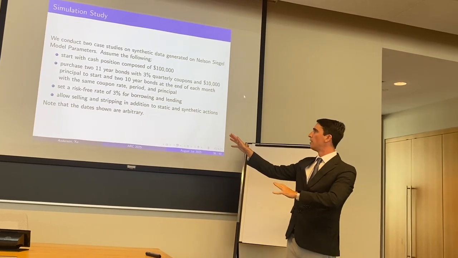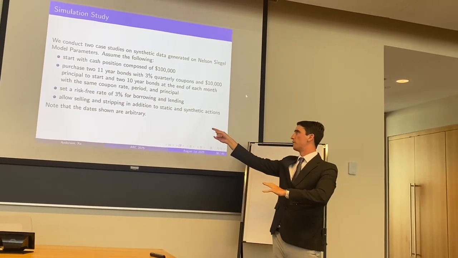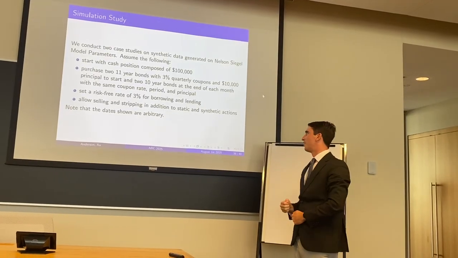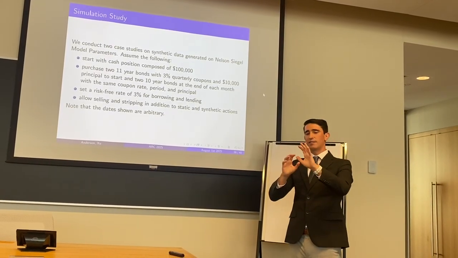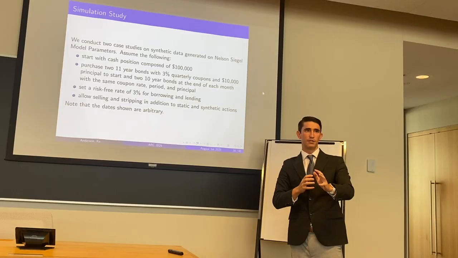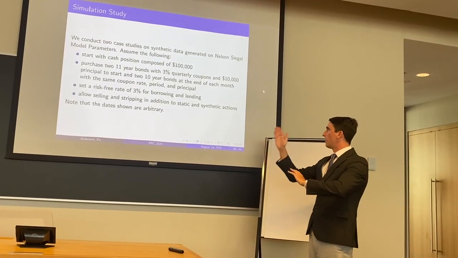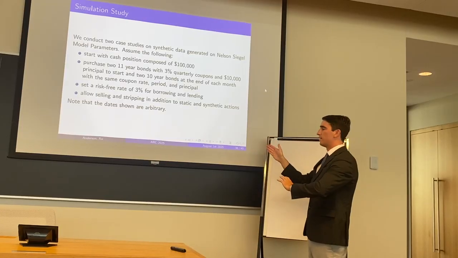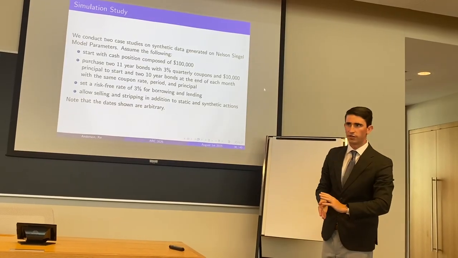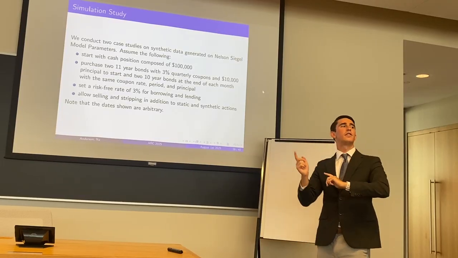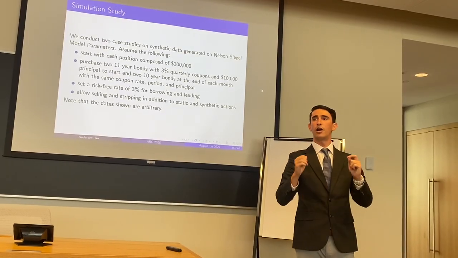Other things to note: I don't know why we called this the risk-free rate. It's just the borrowing and lending rate that we have. In this case, we assume that to be 3%, and we assume that they are equivalent. In addition, we allow selling and stripping in addition to static and synthetic actions. We wish to see what performance we get out of that. And what follows, I wish to note that the dates that we have are arbitrary.